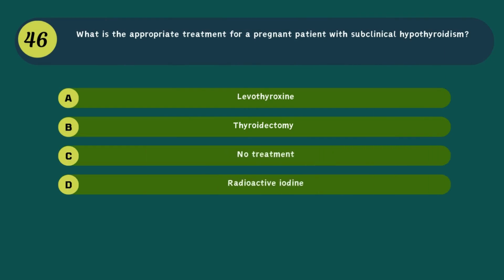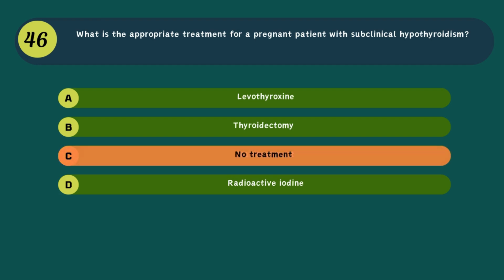Question 46. What is the appropriate treatment for a pregnant patient with subclinical hypothyroidism? A. Levothyroxine. B. Thyroidectomy. C. No treatment. D. Radioactive iodine. Correct answer. C. No treatment.